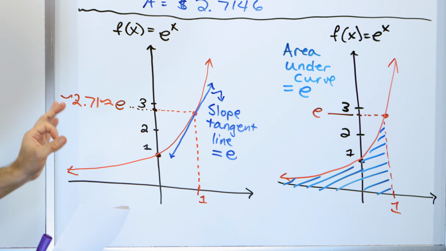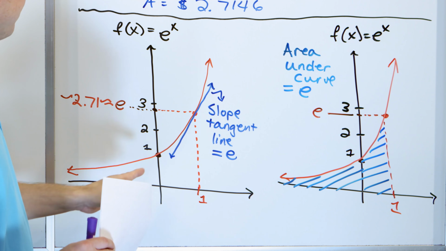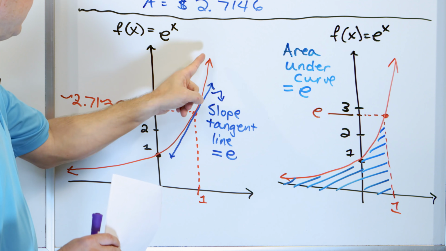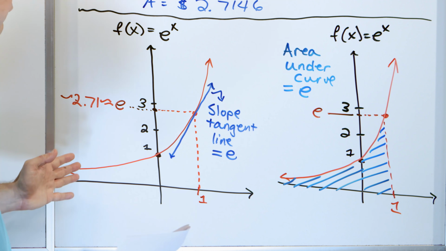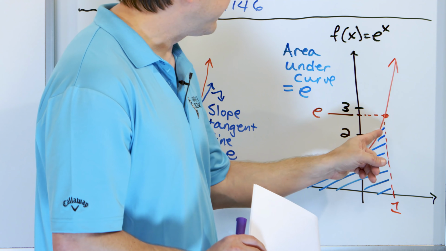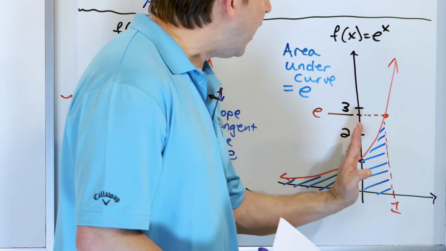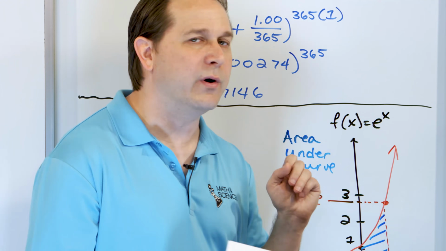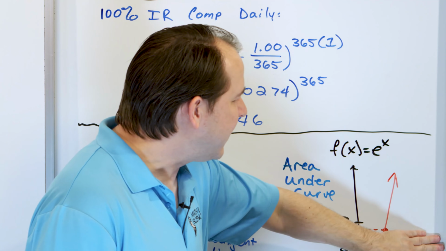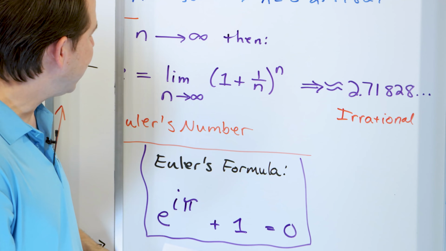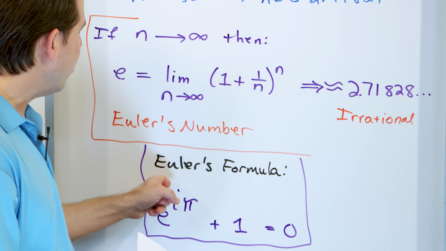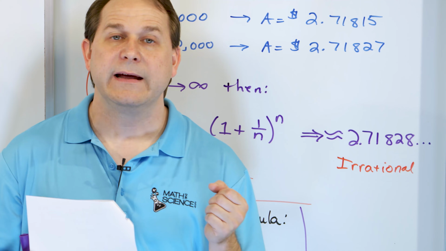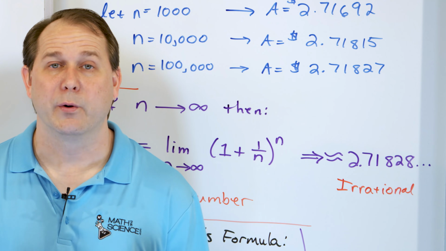This is stuff that you learn in calculus, but I'm just telling you what ends up happening is the slope of this curve at any point is just equal to the value of the curve itself. The area under this curve, from minus infinity up to and including whatever point you're looking at, is just equal to the value of the curve itself. And then finally, this number e is so important that it's involved in Euler's formula, which is one of the most beautiful and fundamental mathematical formulas ever derived.